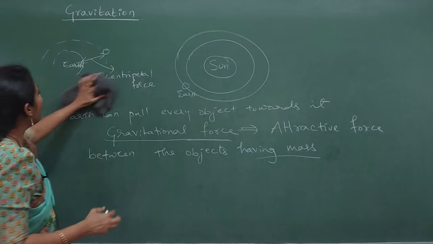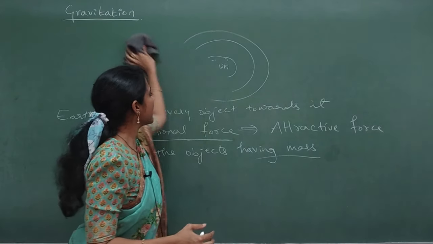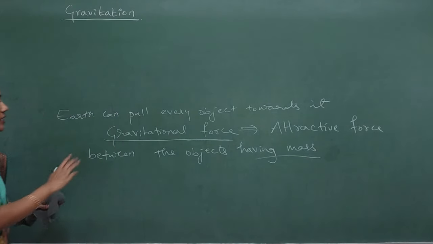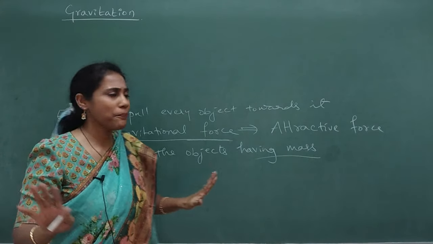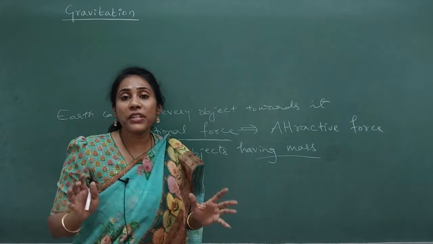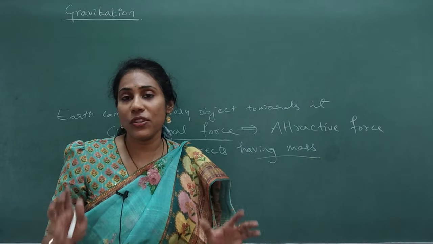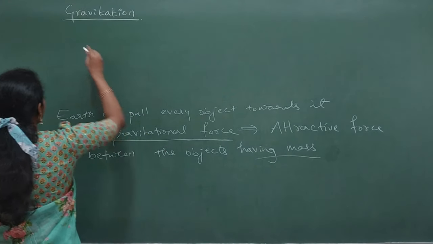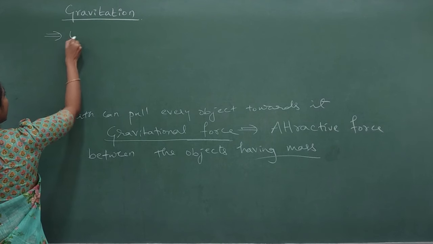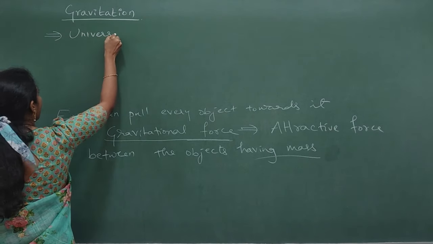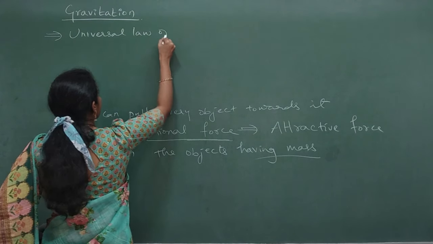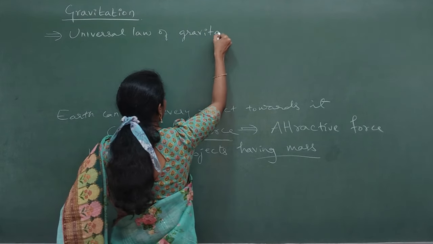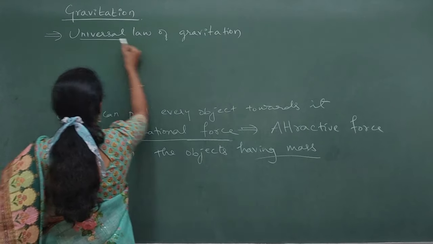Now I think everybody understood what exactly we mean by gravitational force, right? It is the attractive force present between any two objects, but those objects must have masses. That is more important. And now there is a law called the universal law of gravitation. This is the very first concept on which you have to pay 100% attention.